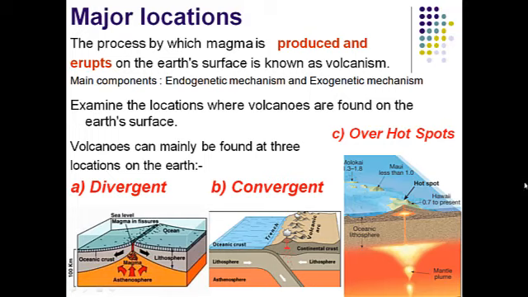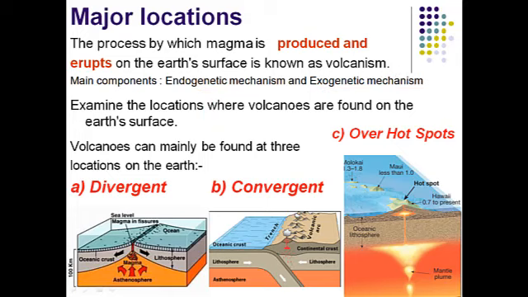Before that, you understand what is volcanism. The process by which the magma is produced and erupts on the Earth's surface is known as volcanism. There are two main components responsible for the volcanic features to form: endogenetic mechanism and exogenetic mechanism. Endogenetic mechanisms are the forces that act from inside the Earth, creating volcanic features. Exogenetic mechanisms are the forces that act from outside, or on the surface of the earth, creating volcanic features.